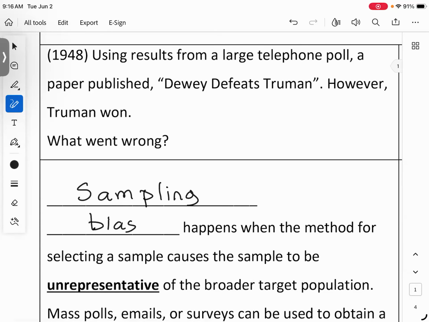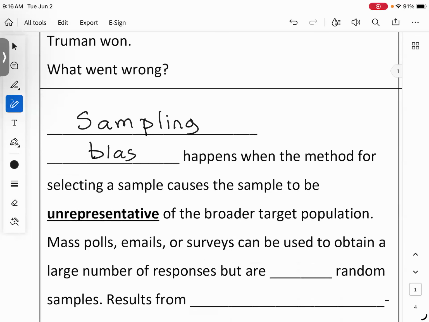Sampling bias is anytime that you collect or use some sort of method to get a sample, but the sample does not really represent the voice or the opinions of the entire population. It doesn't have the diversity that the population really has.